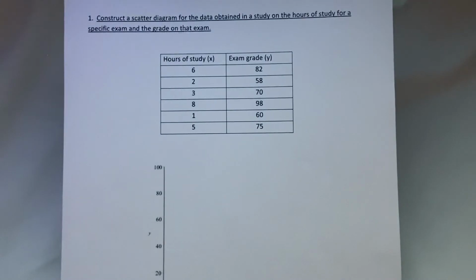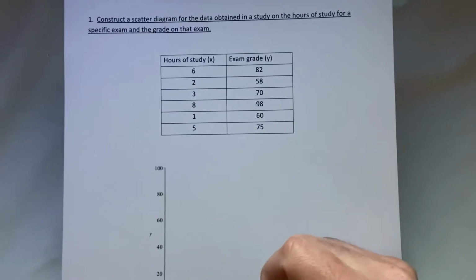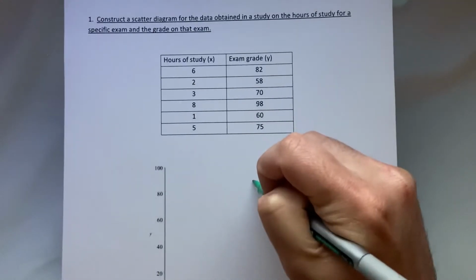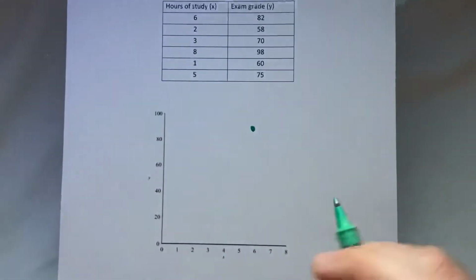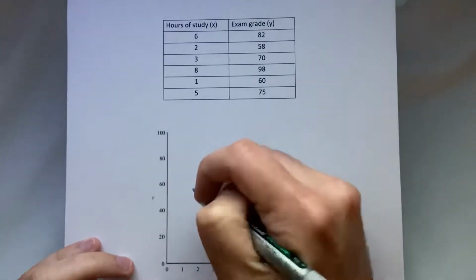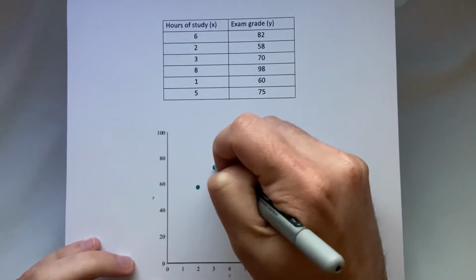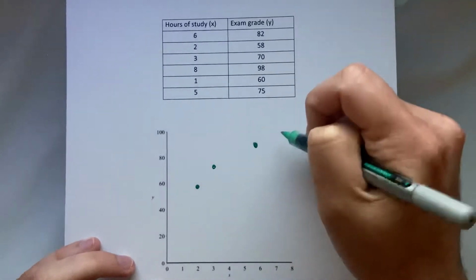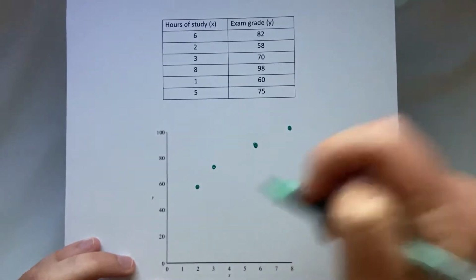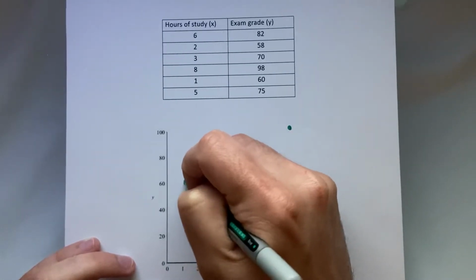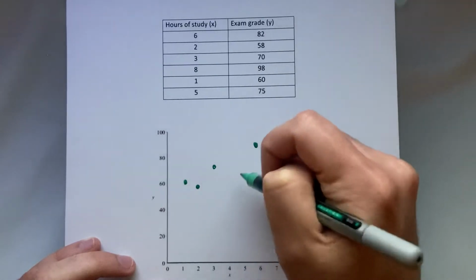So construct a scatter diagram for the data obtained in a study of the hours studied for a specific exam and the grade on that exam. So let's plot our points. So we've got 6, 82. Studied 6 hours, got an 82. Plot the point. 2, 58. 3, 70. 8, 98. 1, 60. 5, 75.